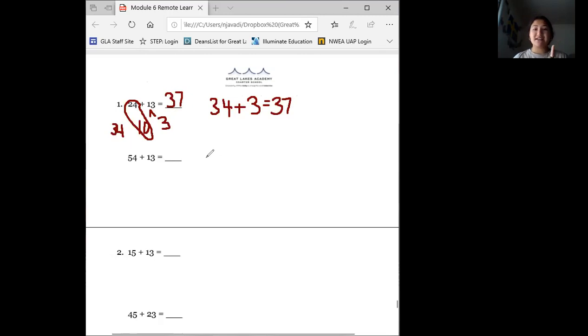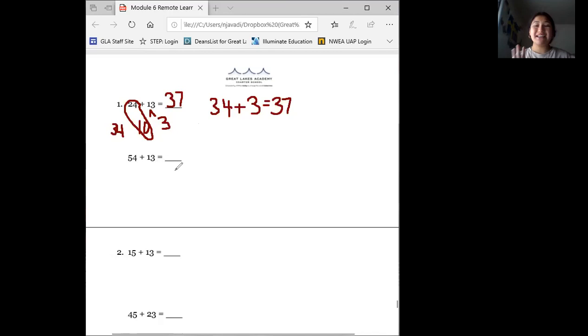I want you to pause and solve 54 plus 13 on your own. You can use quick tens and ones, or you can challenge yourself and use number bonds to solve like I did up here. Nice job solving on your own. Let's solve this one together.